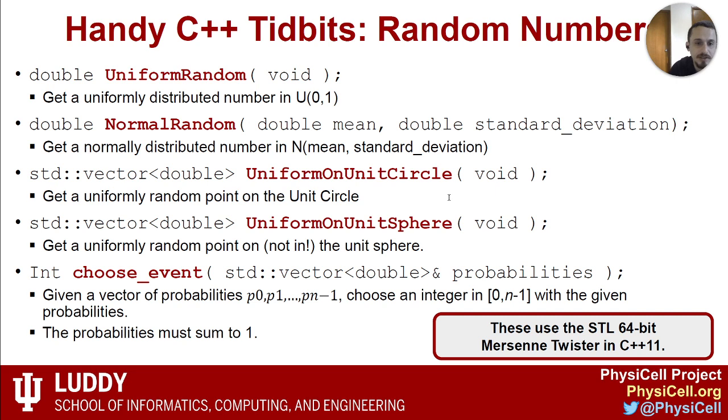And another handy function is choose event. Basically, you give a vector of probabilities, and it chooses one integer between 0 and n minus 1 according to those probabilities. The probabilities must sum to 1. So this is important if you want to sample one event from a set of discrete possible events.